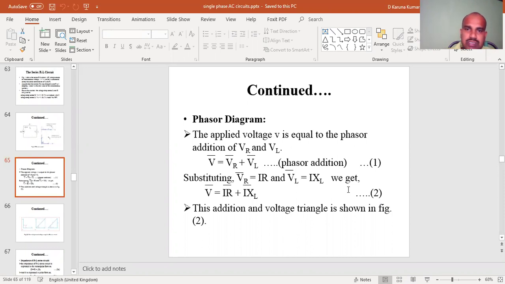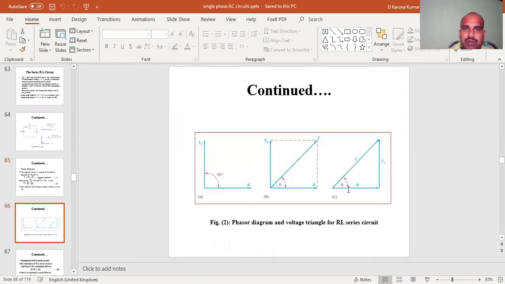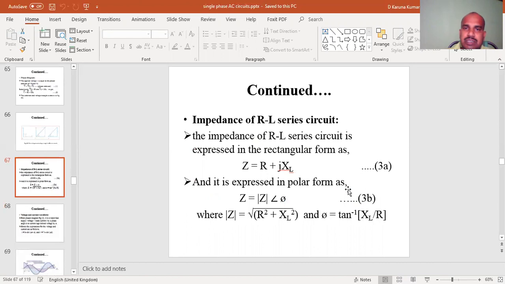So finally V equal to I into R plus I into jXL, so I into R plus jXL. R plus jXL equal to Z. V equal to I into Z. This is the phasor diagram and the voltage triangle in RL circuits. The combination of XL and R is called the impedance. The impedance of the RL circuit is Z equal to R plus jXL, because of the series combination of resistance and inductance.